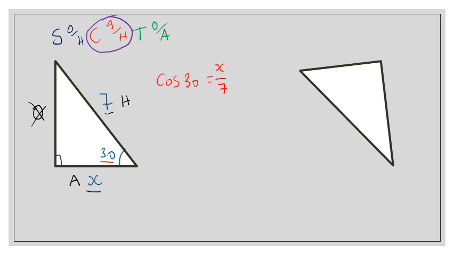Now the next thing to do is we've got to divide by 7. We need to undo dividing by 7, so we times both sides by 7. So we get 7 times cos 30 equals X. And then we type this into our calculator exactly like this. And our calculator will give us X equals 6.06. Notice it's shorter than the hypotenuse, so it needs to be less than 7.